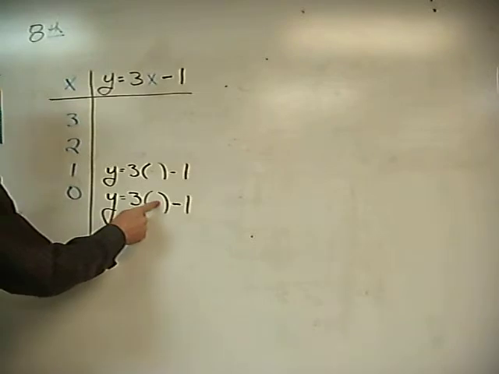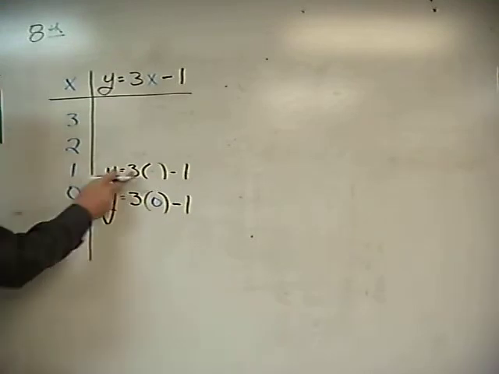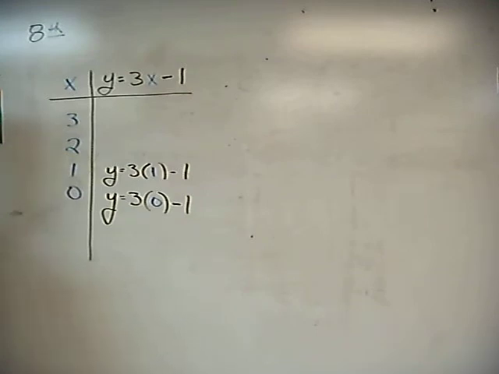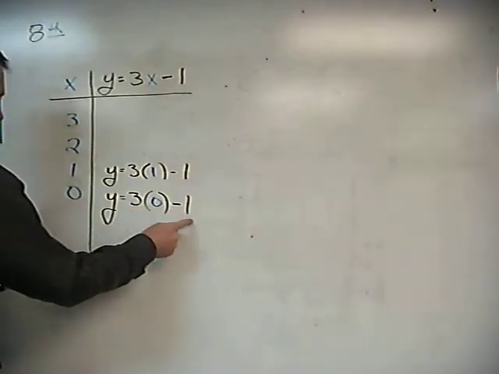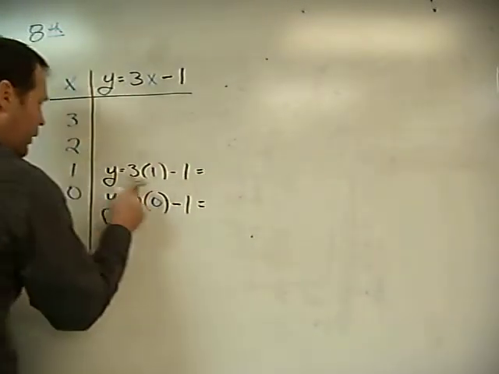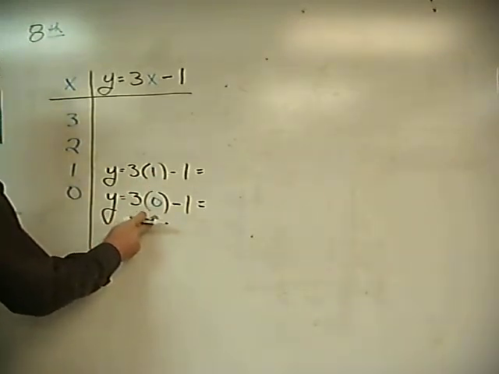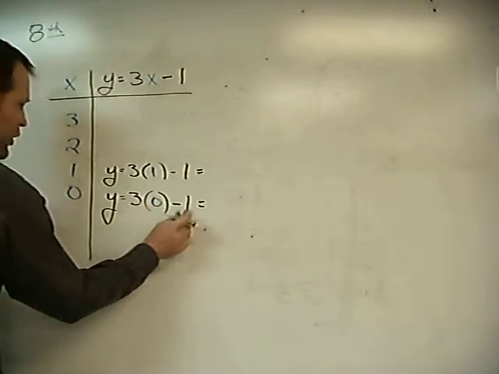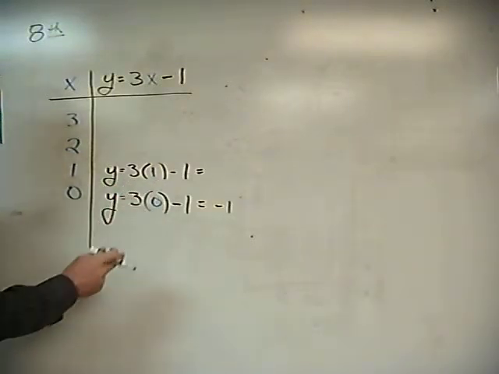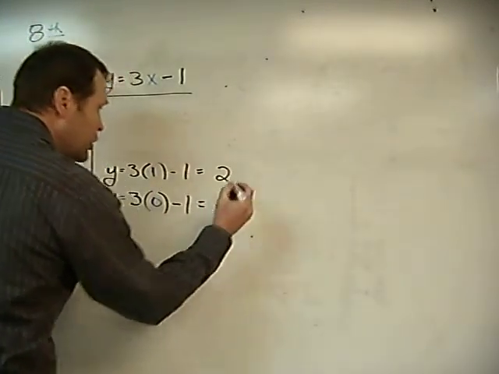Now what's going to go in here is going to be the 0 from right here. What's going to go in here is going to be the 1 from right there. So going through our work here, y is equal to 3 times 0 minus 1, or y is equal to 3 times 1 minus 1. In this case, 3 times 0 is going to be 0. Subtract 1, we're going to end up with a minus 1. Over here, 3 times 1 is going to give us 3. 3 take away 1 is going to give us 2.